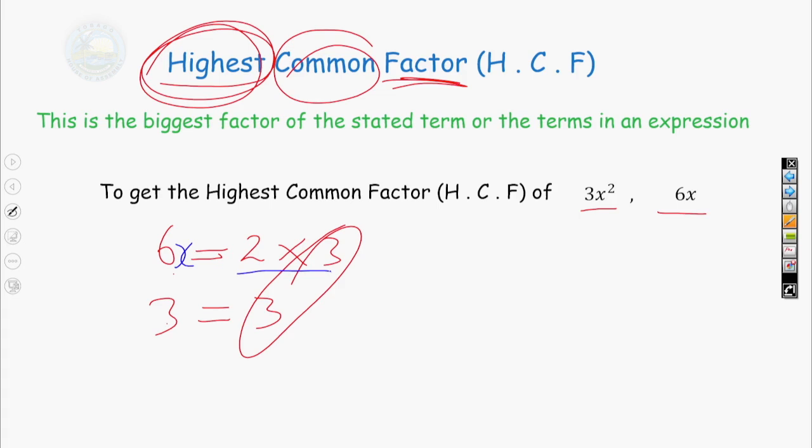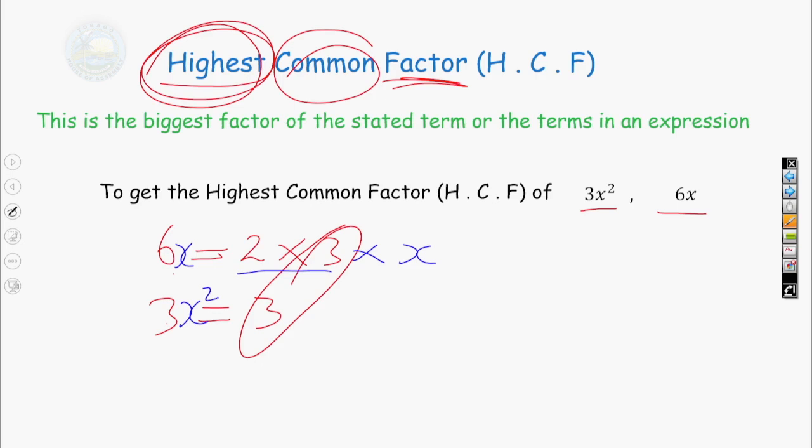So remember what we said. 6x is 6 multiplied by x. So this is going to be 2 times 3 is 6 multiplied by x, which gives me 6x. Now for the other one, we want 3x squared. How do we get 3x squared? 3x squared is 3x squared, yes.